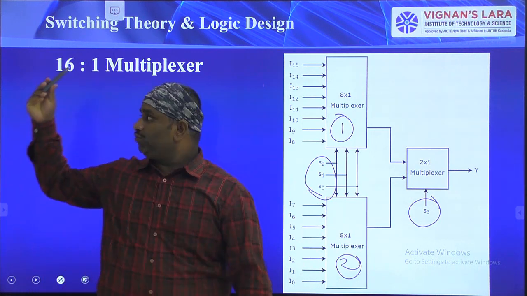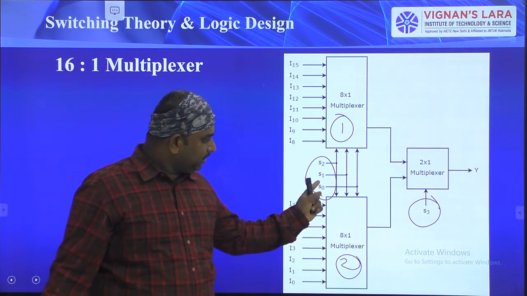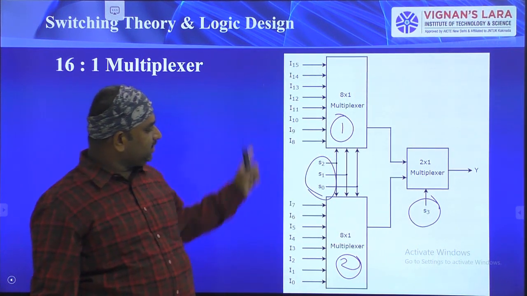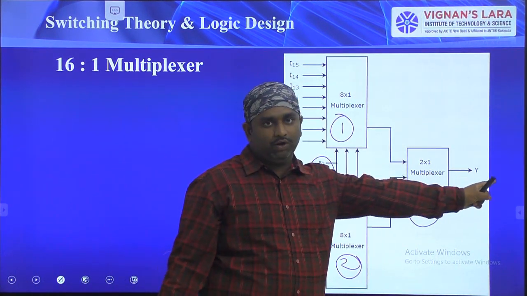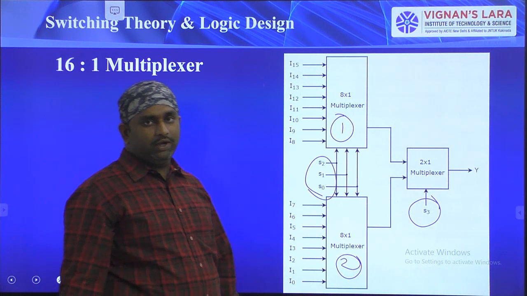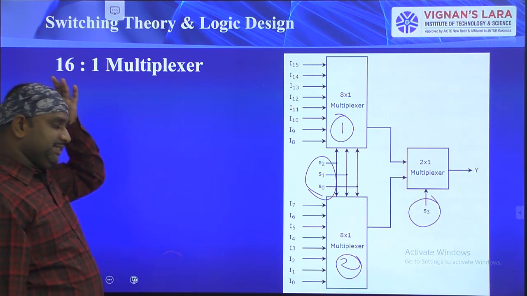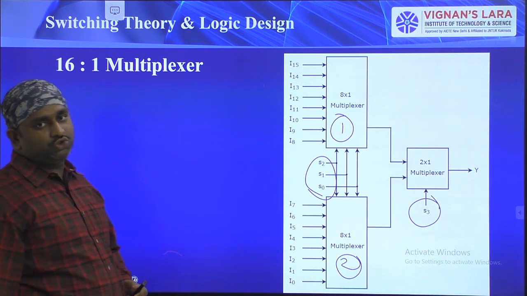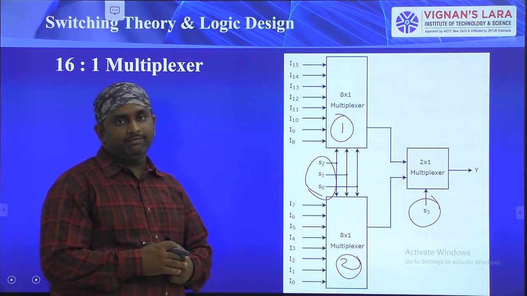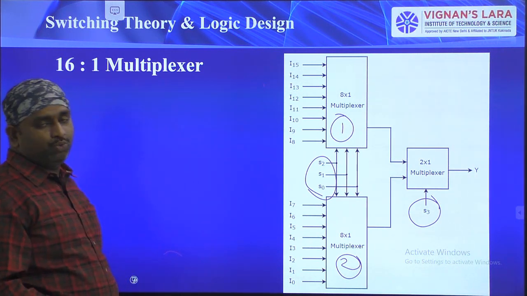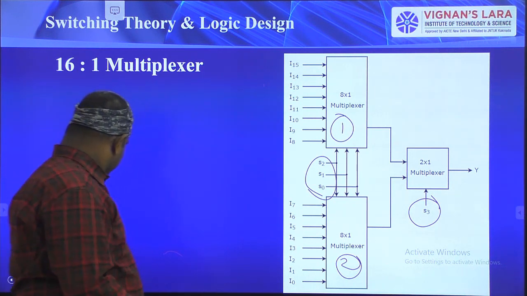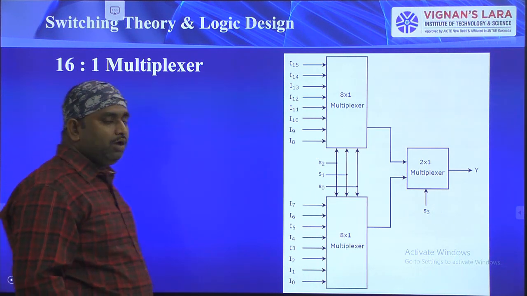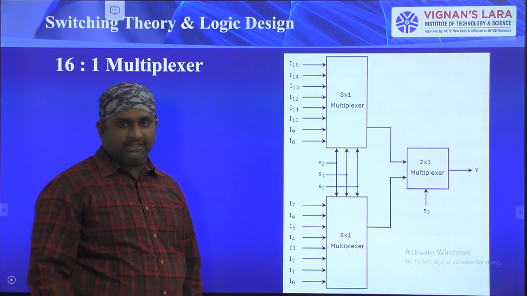For the 16:1 multiplexer, I have 4 selection lines. These are the 4 selection lines, these are the 16 input lines, and here we have only 1 output. So this is the implementation of the 16:1 multiplexer by using 8:1 multiplexers. So these are the multiplexer concepts.